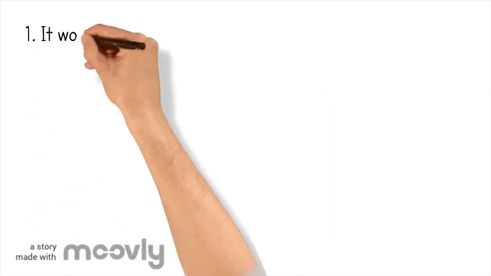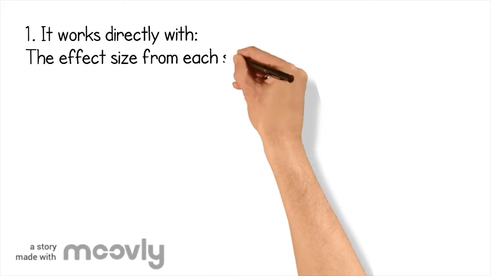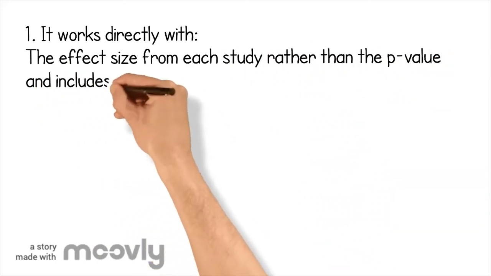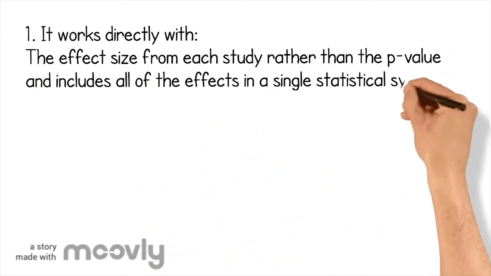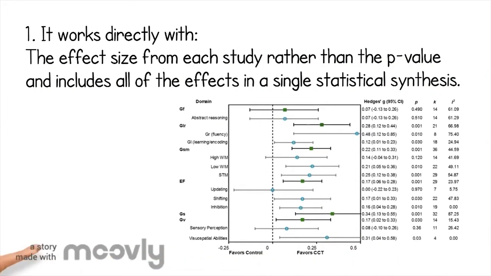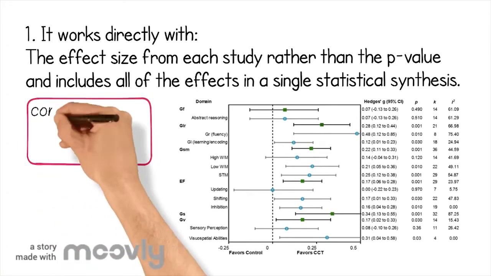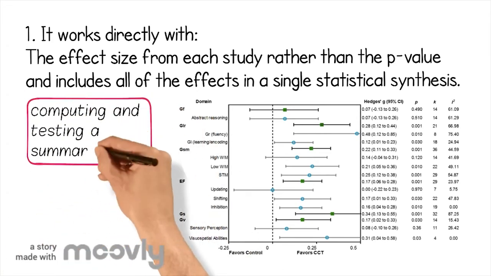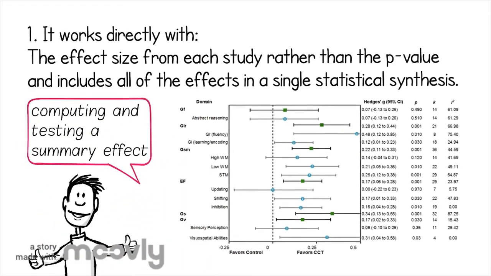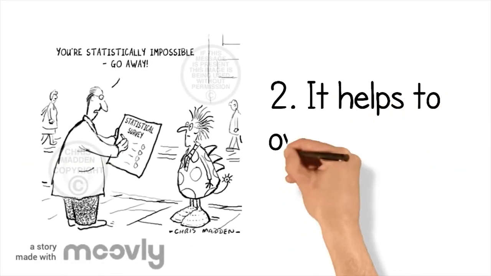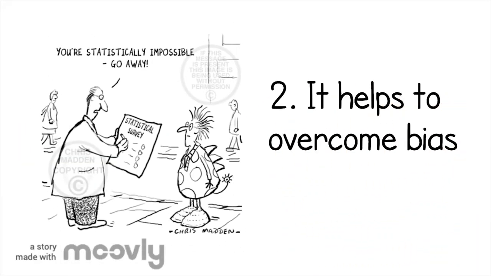In contrast with narrative review, meta-analysis introduces two fundamental changes. It works directly with the effect size of each study rather than the p-value, and includes all the effects in a single statistical synthesis. This is critically important for the goal of computing a summary effect. Overcoming bias: it can only be achieved if carried out on a rigorous systematic review.